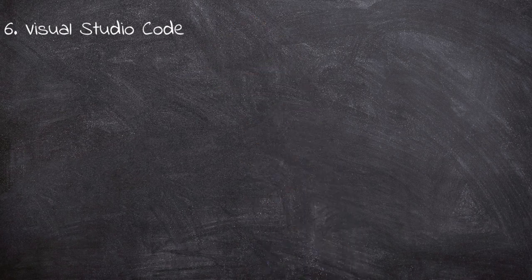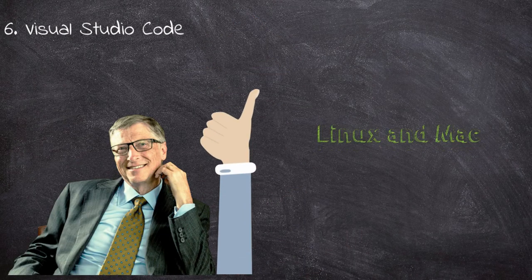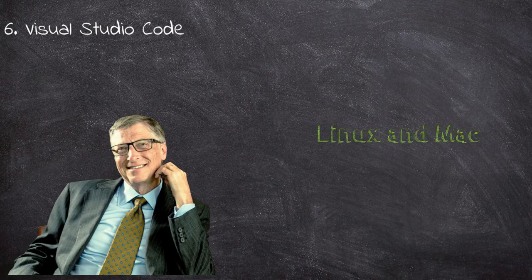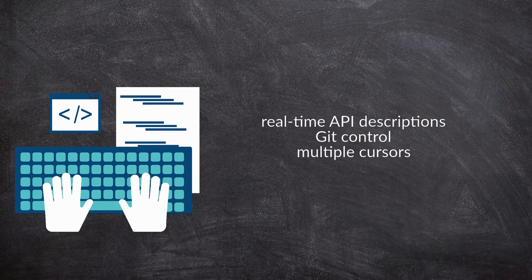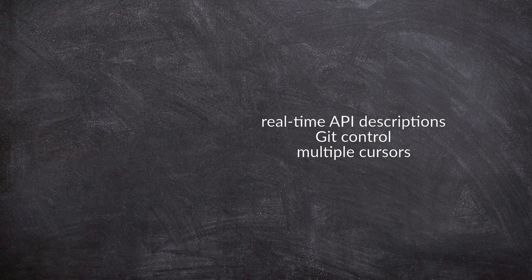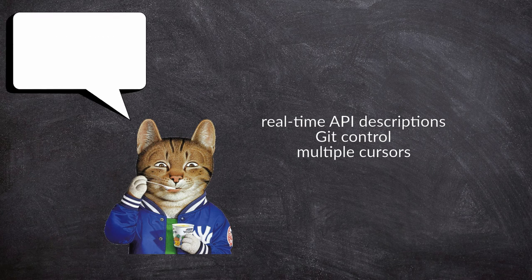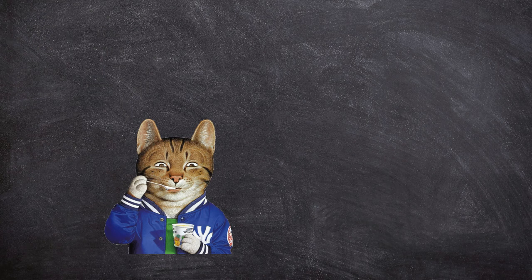6. Visual Studio Code. Visual Studio Code is Microsoft's free text editor that is actually available on Linux and Mac devices. With features like highlighting for more than 30 languages, multiple cursors to use, an outlining option, automatic real-time API descriptions, Git control, and the way it focuses on the more modern web languages, it becomes a great text editor for people who are looking to improve anything online.